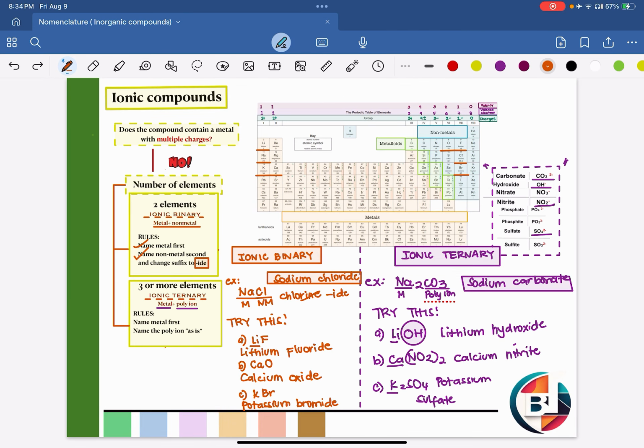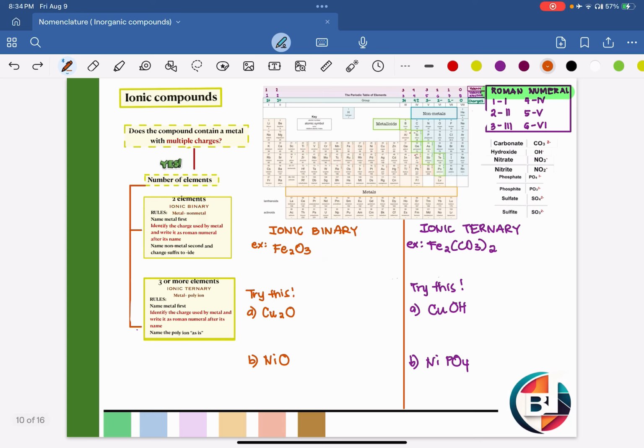Let's jump into the yes answer. After answering the question, does the compound contain a metal with multiple charges? Yes. The next thing you need to do is to also count the number of elements, in which you can identify whether the compound is ionic binary if it's composed of two elements, and ionic ternary if it has three or more elements.